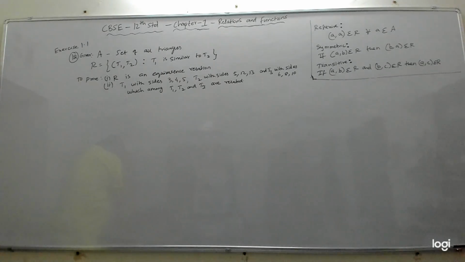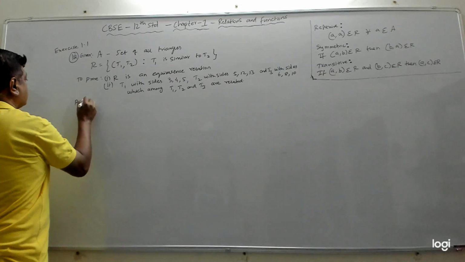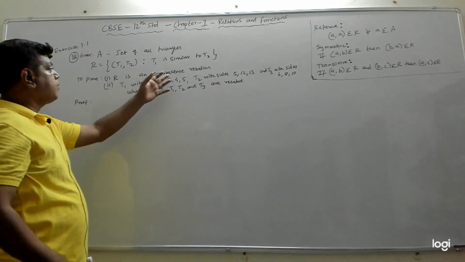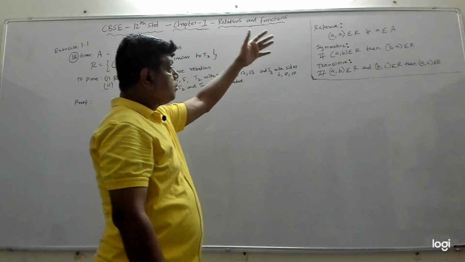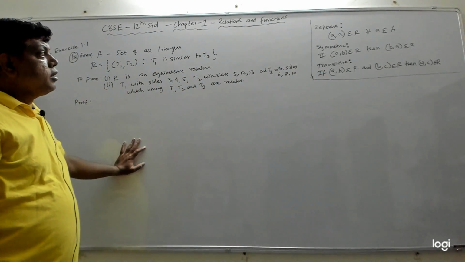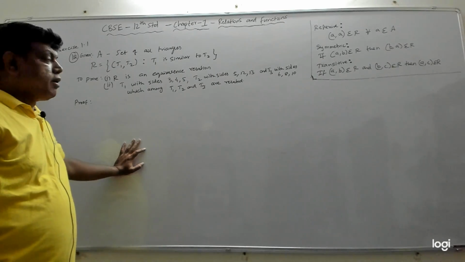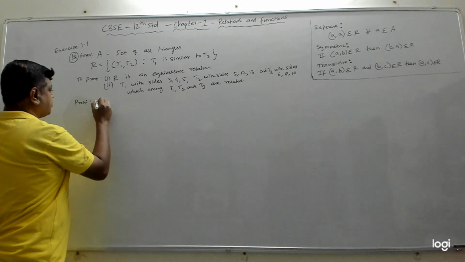So we'll go to the proof of this. Now to show R is an equivalence relation, we need to show that R is reflexive, symmetric and transitive. We'll first take the reflexive one.